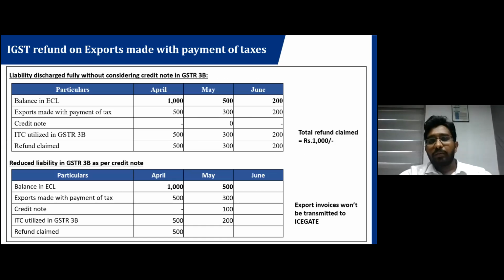In May month also, I have a balance in ECL of 500 rupees. For that month, I have made exports with a liability of 300 rupees. But here I am not reducing the credit note liability.